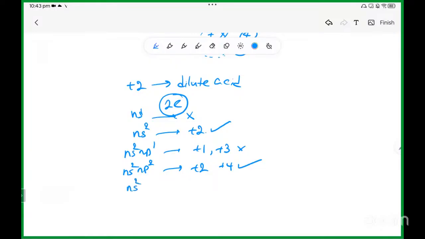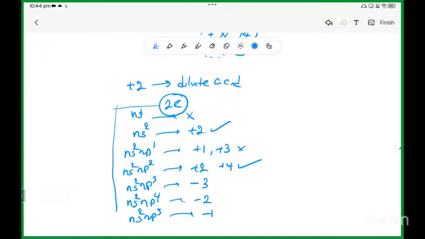For the 15th group, ns2 np3, these are not releasing electrons. These are gaining electrons. Therefore, they are gaining electrons to attain the anion status, right? So this is like -3. If an anion is created, it is gaining electrons in order to achieve the most stable configuration. Otherwise, it will not gain electrons. Then ns2 np4 gives -2 charge, and ns2 np5 gives -1.